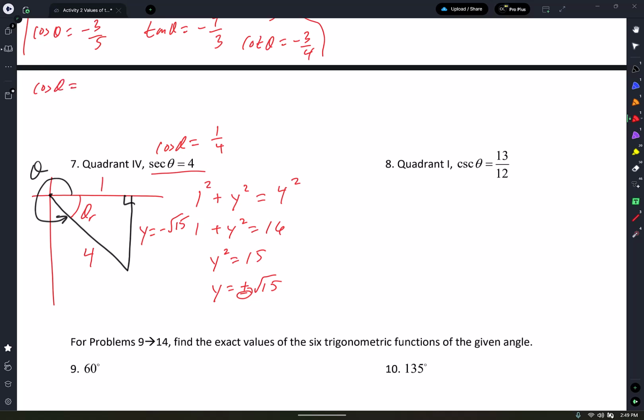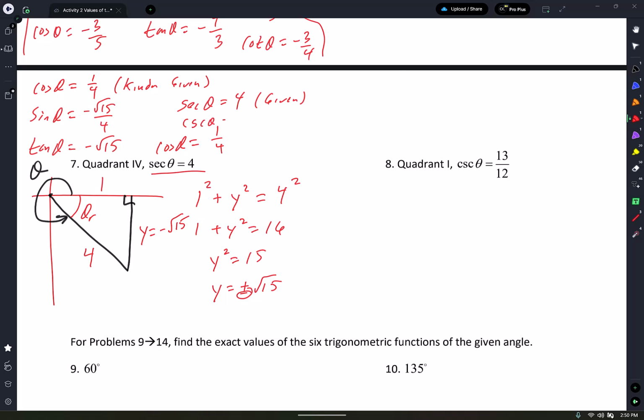Cosine theta equals 1/4, kind of given. Sine theta, opposite over hypotenuse, negative square root of 15 over 4. Tan theta, tan is opposite over adjacent, so negative square root of 15. Secant theta, 4, that was given.